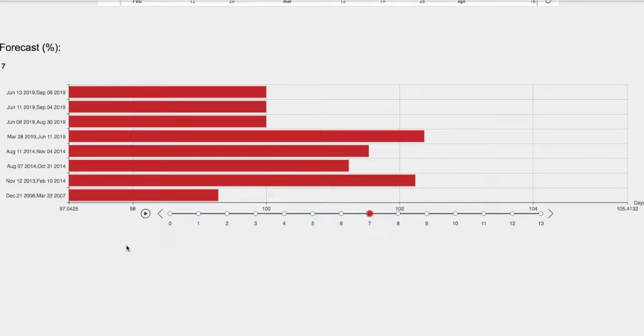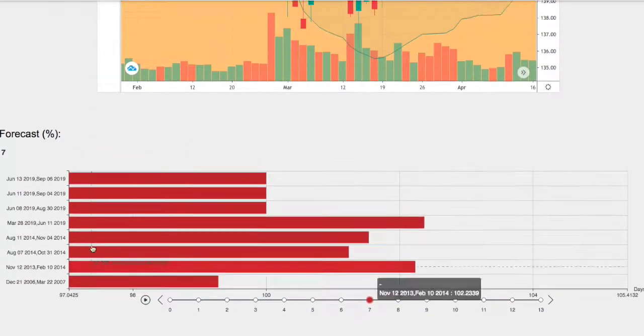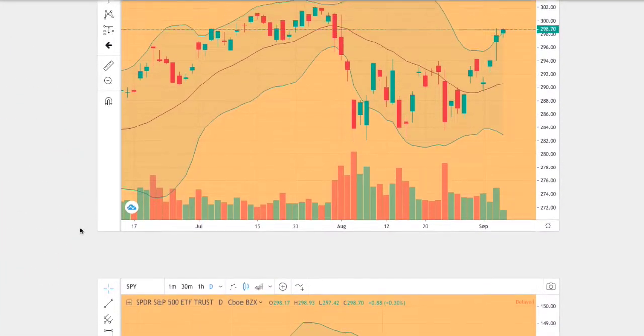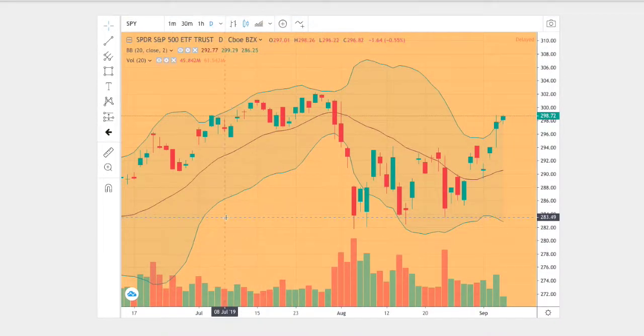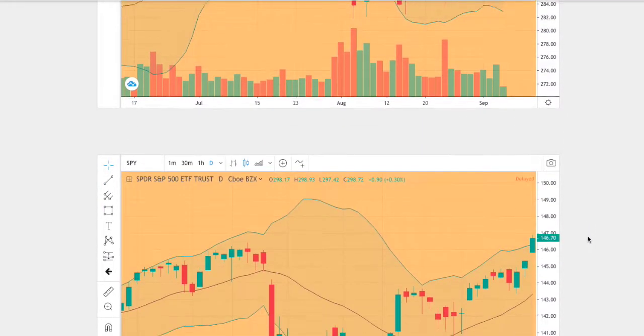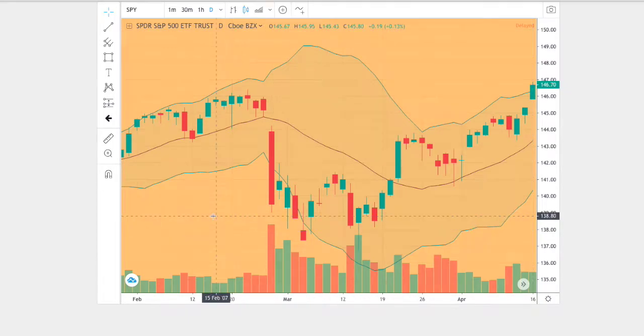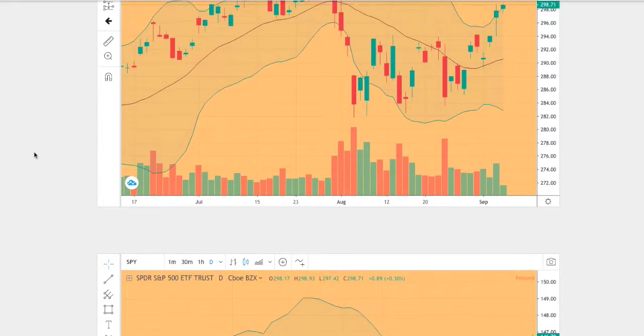So which one of these forecasts should we focus on? Ideally, the model that is the best match to the current trend. We have the current trend right here, and the trend below it is the best match to the current trend, and this dates back to December 21st, 2006 to March 22nd, 2007. I believe this is the best match to the current trend. Let me point out why.